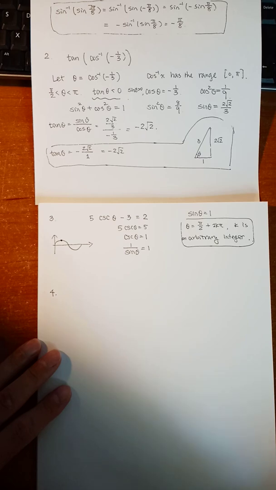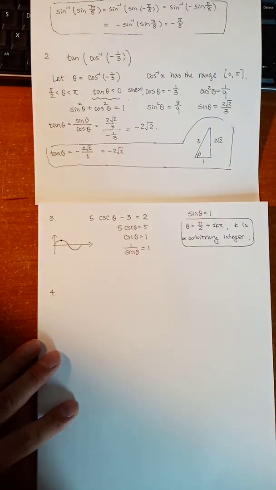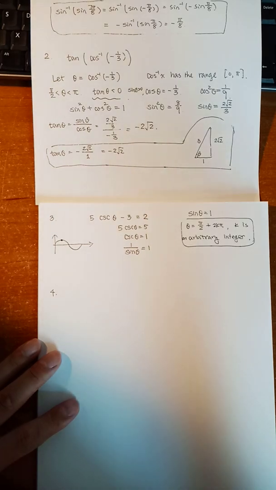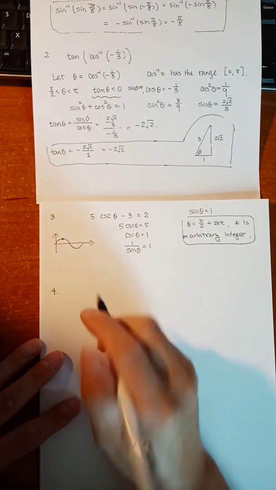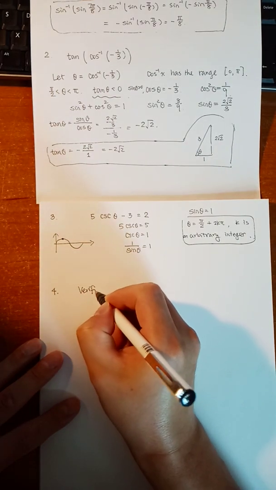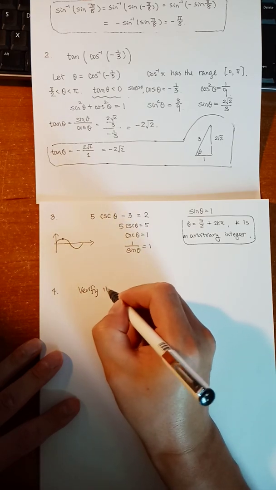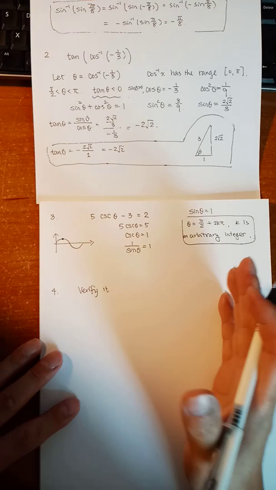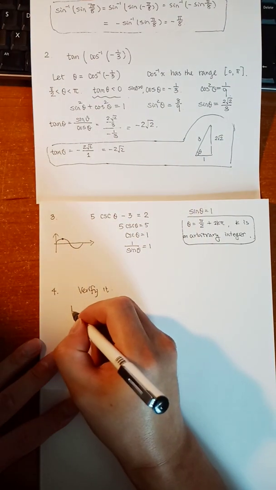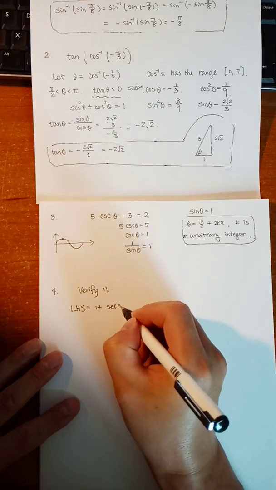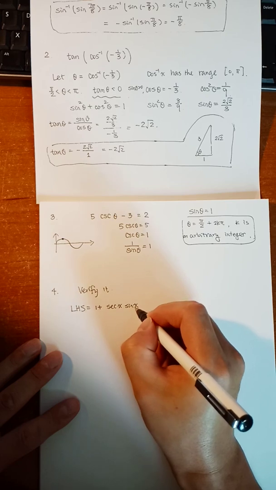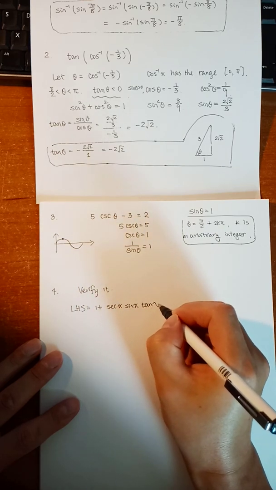Problem 4. We are going to verify that the following equation is an identity. Identity means no matter what value of x you input, you always have equality. If you want to verify it, we always start from one side and reach the other side. So the left hand side, let me copy it: 1 plus secant of x, sine of x, tangent of x.